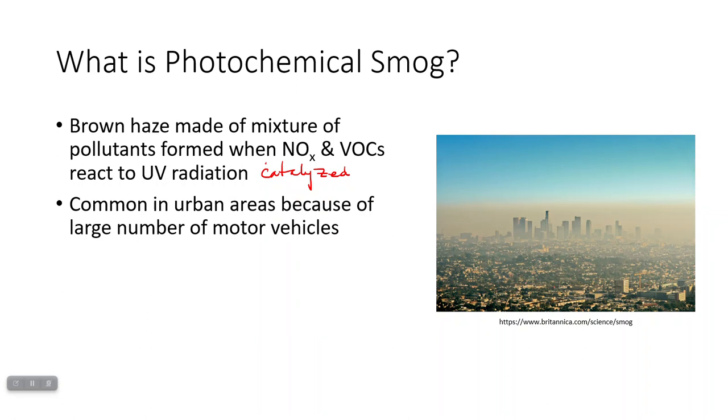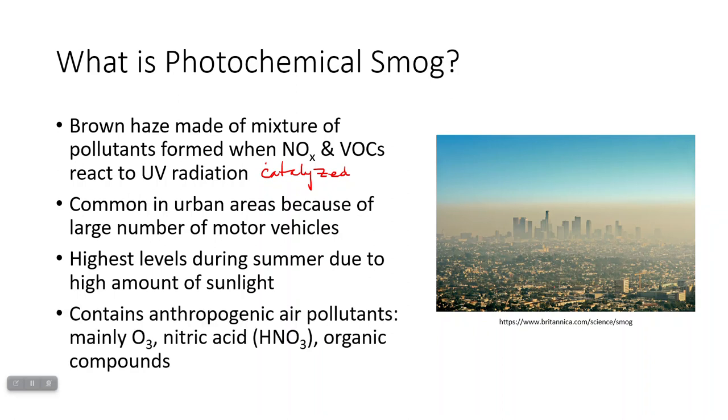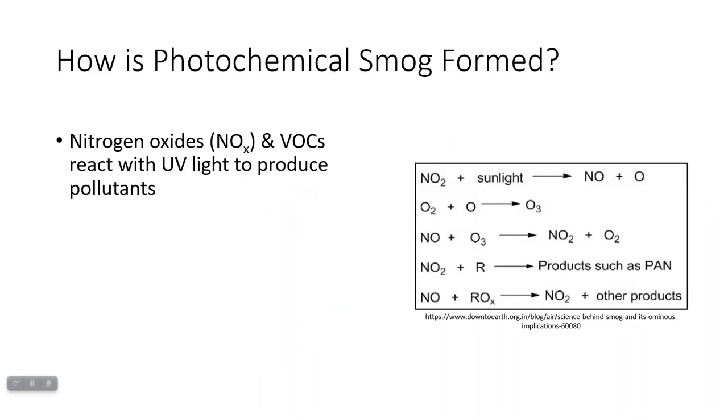It's very common in urban areas because we have so many motor vehicles that it's going to create a large concentration of these NOx's and VOCs being released into the air. The highest levels tend to be during the summer because of the increase in solar radiation that's coming in. So there's more UV radiation, which causes an increase in the formation of photochemical smog. And it's got anthropogenic air pollutants, which is going to be mostly ozone, nitric acid, which can contribute to acid rain, and various organic compounds.